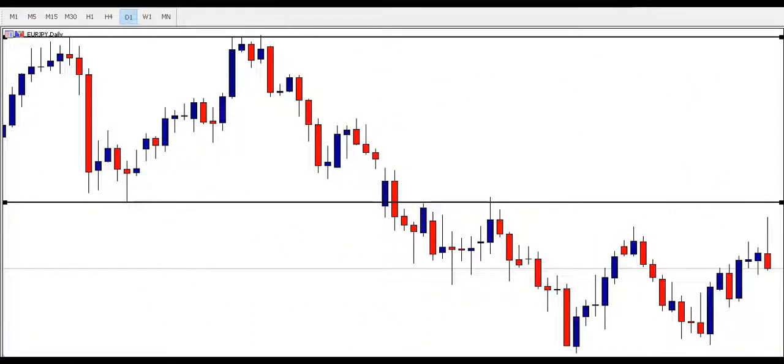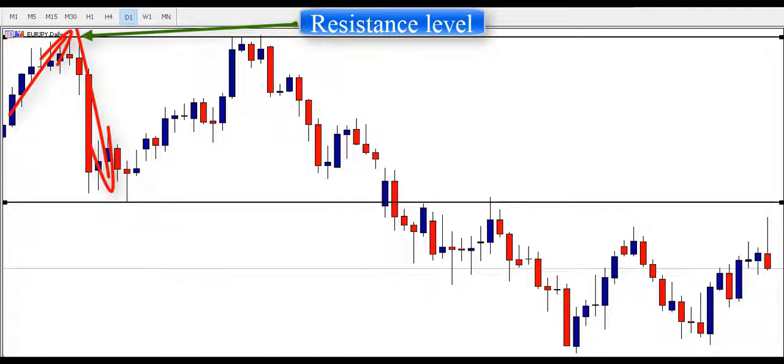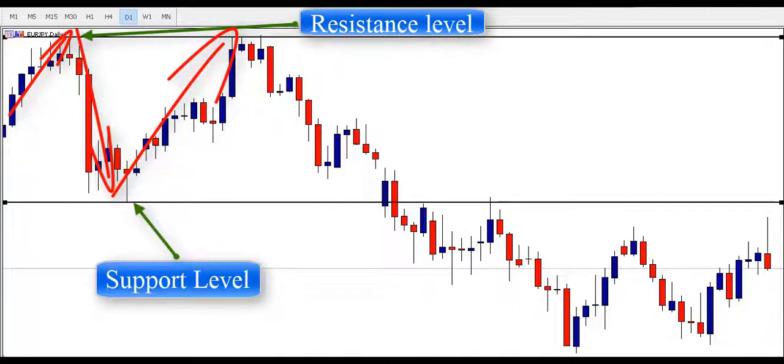As you can see here, the market came up, hit and reversed, forming a resistance level. It came down, hit and reversed again in the opposite direction, forming a support level. And as you can see here, this is a clear rejection followed by a strong move up. And this is one of the points that we consider when identifying a support level.